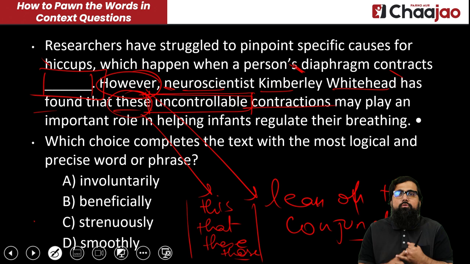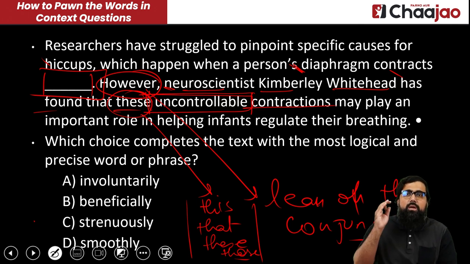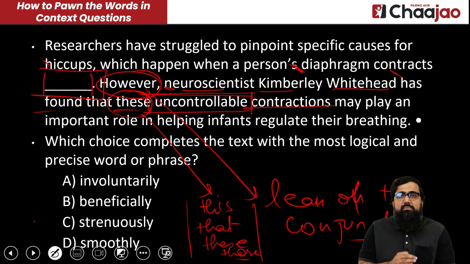So we have to find a word. Before going to the options, you have to work out what type of word you need in the blank. Now the single most common mistake that the students normally make is that they just read the passage, get an idea of what is there in the passage, and without getting an idea of what type of word should come in the blank, they move on to the options.